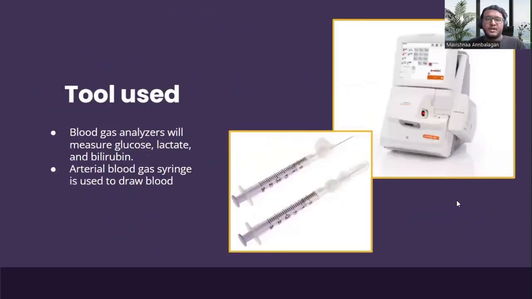Next, I'll talk about the tools used. There are two main tools which are used for ABGs. First is the blood gas analyzer, which is this machine over here, which measures, like I said before, glucose, lactate, bilirubin, and the concentrations of blood gases. Next, to draw the blood, they will use an arterial blood gas syringe.